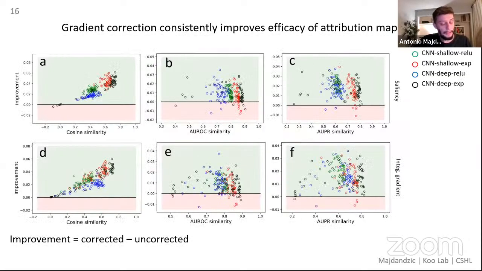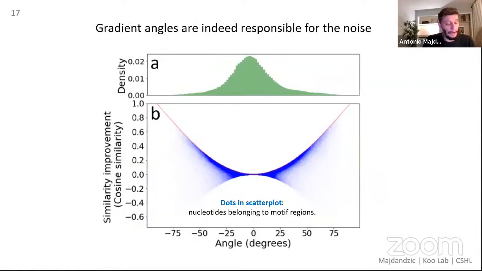Our results are robust under different similarity measures, which are, left to right, cosine similarity, AUROC in the middle, and AUPR on the right. We obtain similar results for integrated gradients, which is another gradient-based attribution method, here shown in the second row. So our correction definitely brings better attribution maps, so it does seem to be working.